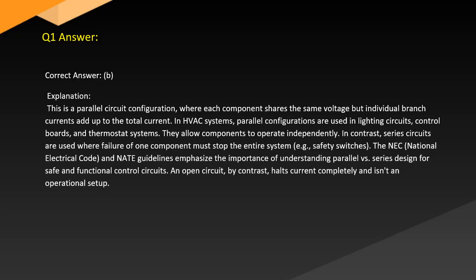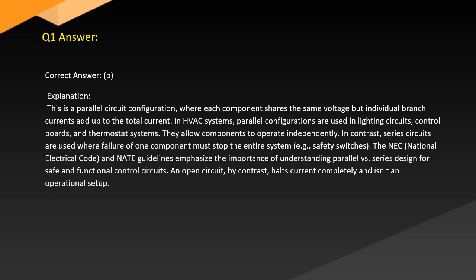Answer. Correct answer, B. Explanation. This is the parallel circuit configuration where each component shares the same voltage but individual branch currents add up to the total current. In HVAC systems, parallel configurations are used in lighting circuits, control boards, and thermostat systems. They allow components to operate independently.